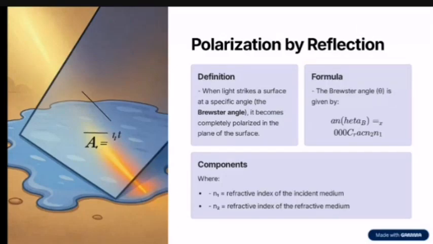Here n is the refractive index of the medium. N1 is the refractive index of the incident medium, and N2 is the refractive index of the refractive medium. So this is the property that allows the proof of that property of refraction.